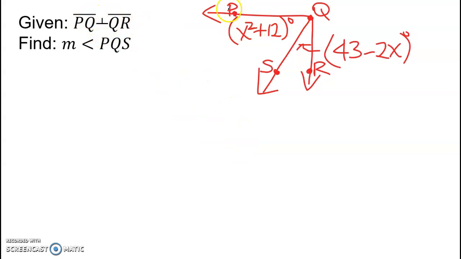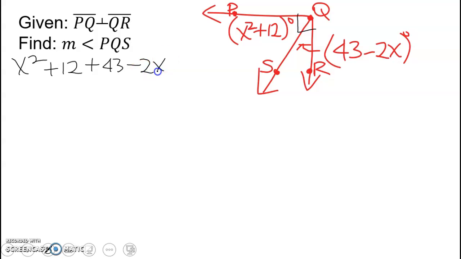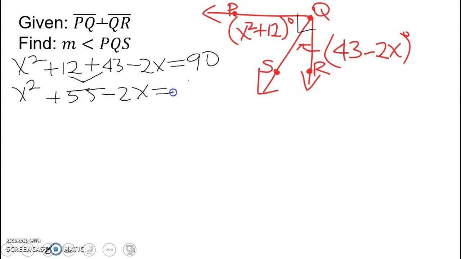Segment PQ is perpendicular to QR, so it means there's a 90-degree angle. It means we can add these two angles and get 90. So we set them equal to 90: x squared plus 12 plus 43 minus 2x equals 90. The clue that we have x raised to the power 2 shows that this is a quadratic form problem. So we are going to set everything equal to 0, but let's add these two together first of all. x squared plus 55 minus 2x equals 90.